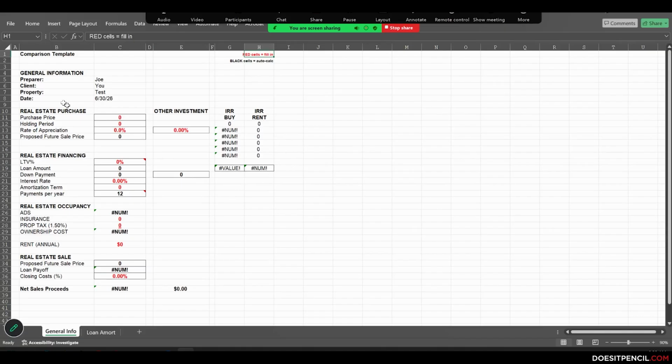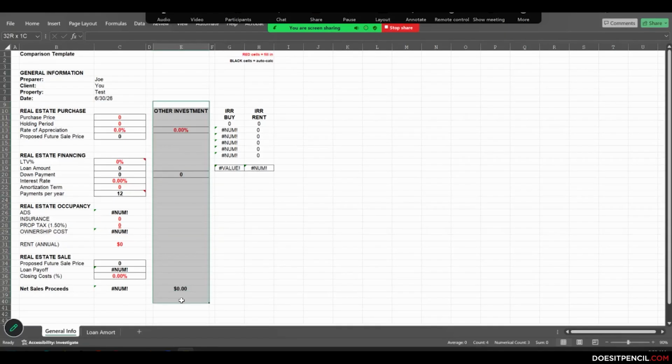So here on the front page, we have 3 columns. Well, more than 3 columns, 3 sections. This section is for the real estate. This section is for an alternate investment. And this section is for internal rate of return analysis. So you got 3 sections, okay? Now let me just pause there for a second.